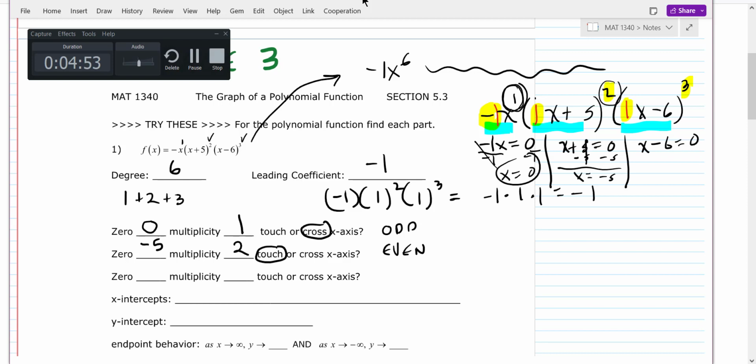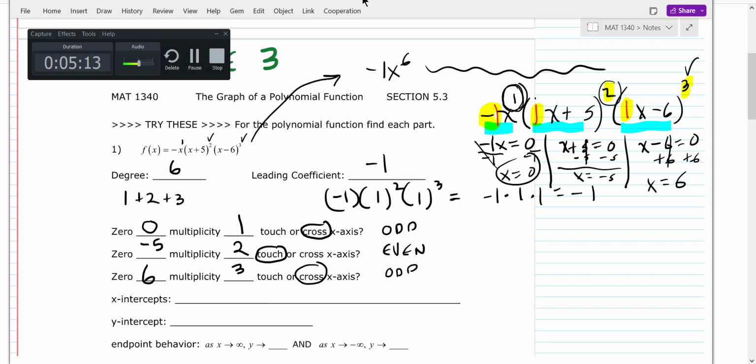Okay, so what's the answer in your head? 6, thank you, good. Or you could add 6 to both sides, so you get x equals 6. So your next 0 is 6. That multiplicity is the 3. Since that's an odd number, you're going to cross like that.